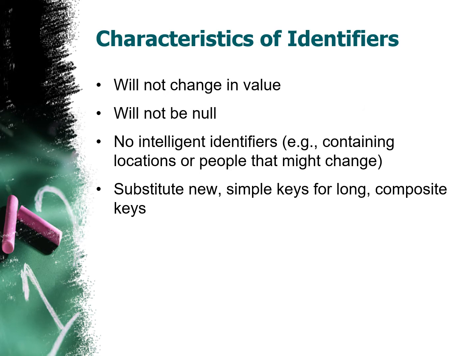Let's go. I just want to go through this one, characteristics of identifiers. It will not change in value. It will not be null. No intelligent parameters. You have to substitute new simple keys for long and composite keys.